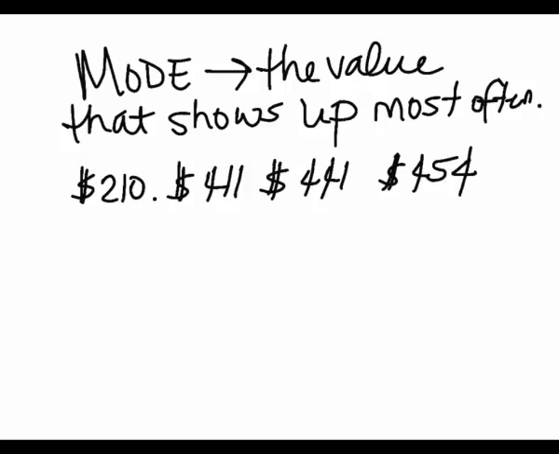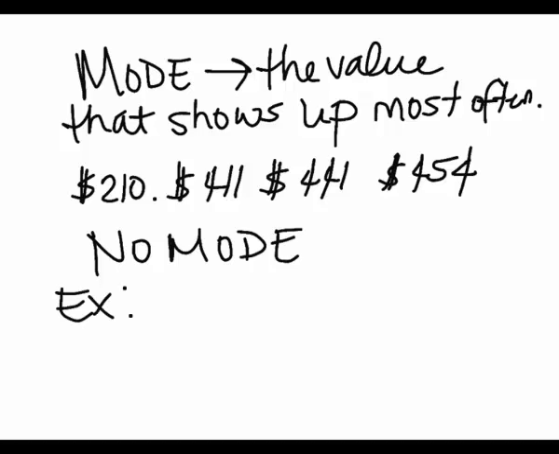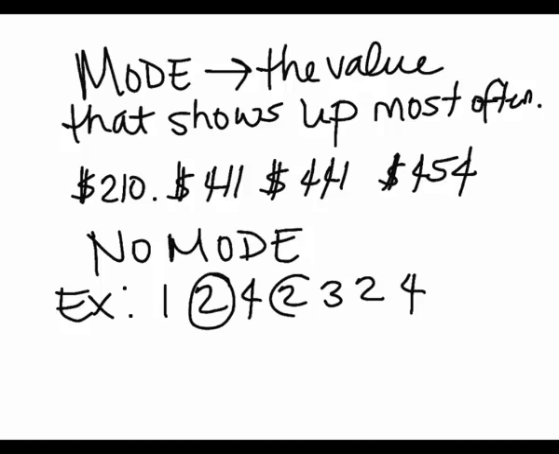Okay, mode. Mode is the value that shows up most often. So if you look at our set of data, none of these values repeat itself. So because none of these values repeat itself, there is no mode. Okay? But if you have another set of data, for example, if I had 1, 2, 4, 2, 3, 2, 4, something like that, okay? This one, since 2 shows up most often, the mode would be 2.